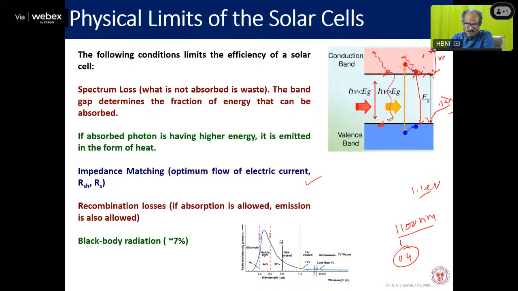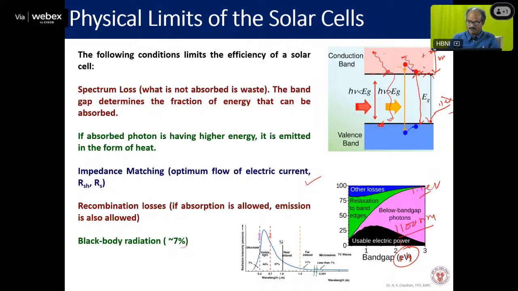Then there is the recombination loss. This I have already explained. And why recombination? As I said yesterday also, when the electrons are excited, they have a certain lifetime, and after that lifetime they will recombine back. So the rule is like the absorption is allowed, emission is also allowed. And then another is black body radiation, because the solar cells are at a certain temperature, so they are emitting radiation, black body radiation. So this also contributes approximately 7% of the losses.